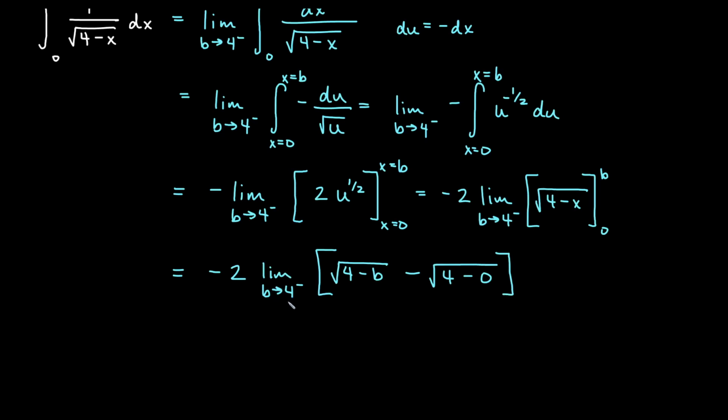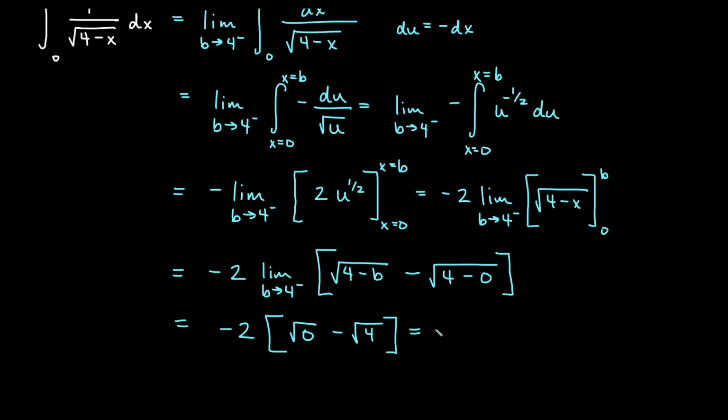Okay, our limit as b approaches 4 minus will only affect the first term because that's the only thing that has b in it. So in the root I would have square root of 4 minus something really close to 4 getting closer and closer to 4. So this would get closer and closer to 0 under the root. So we would have -2 times square root of 0, and then here minus 4 minus 0 would be square root of 4 there.